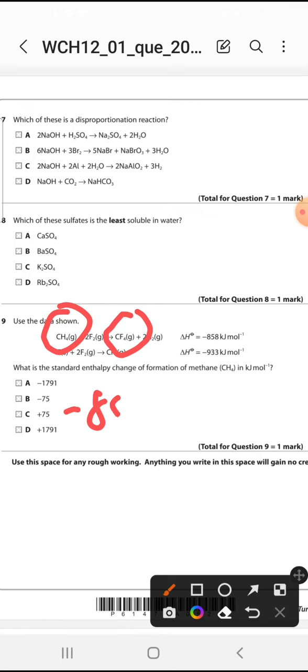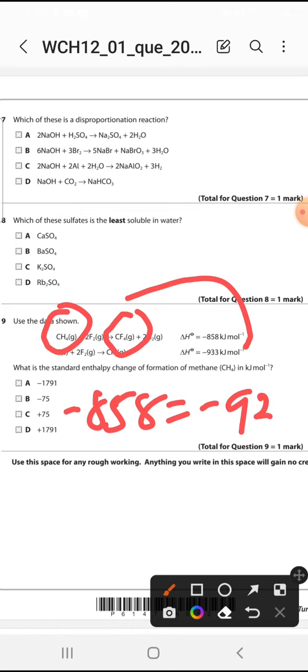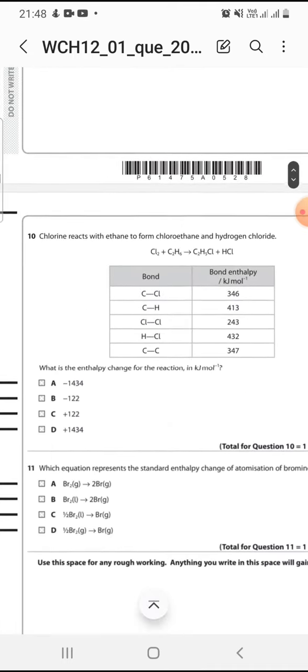Minus 858 equals the reaction enthalpy. The product is CF4, which is given here, minus 933, minus the reactant CH4, which is the delta H we need to find. When you simplify it, you get a minus answer. The answer will be B, right? So easy, right?